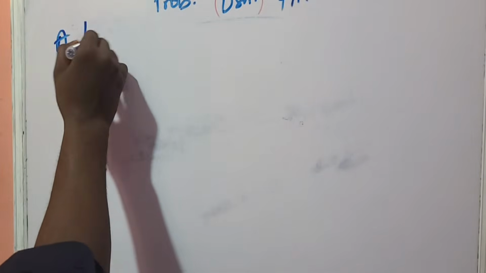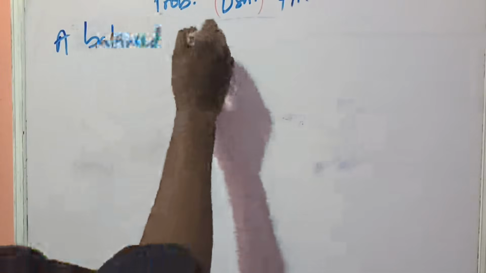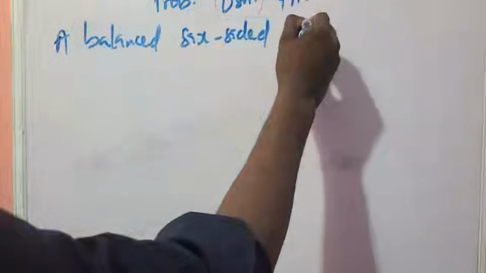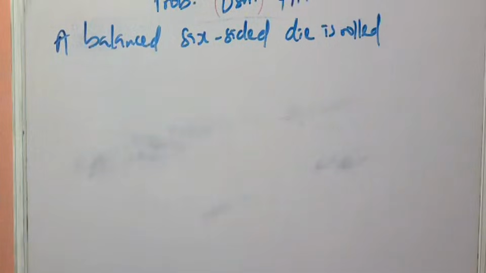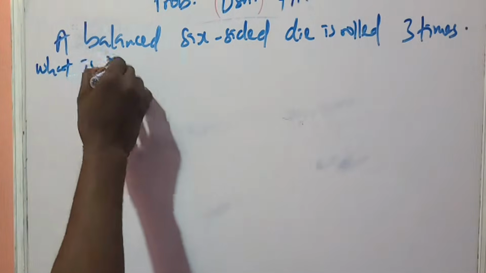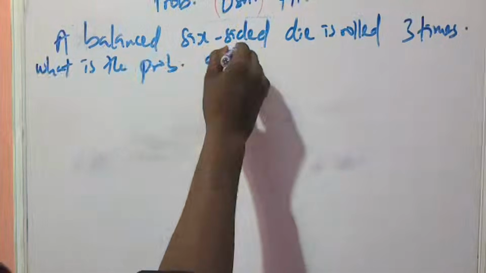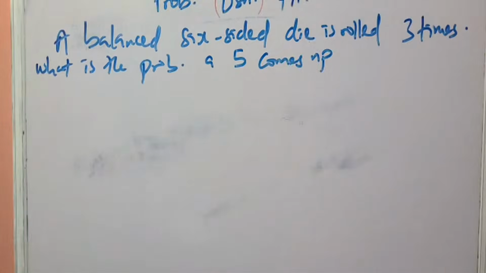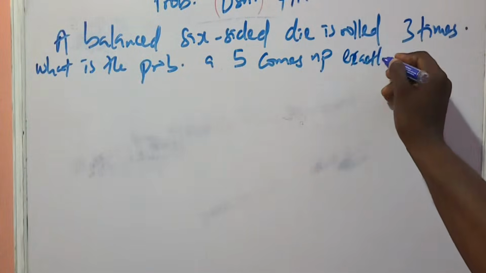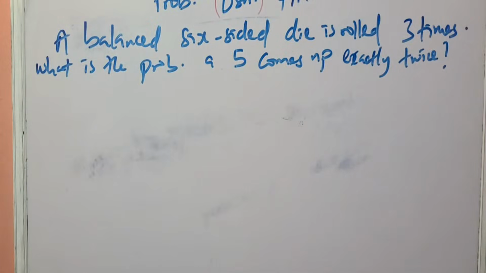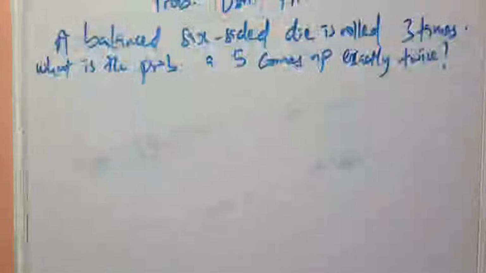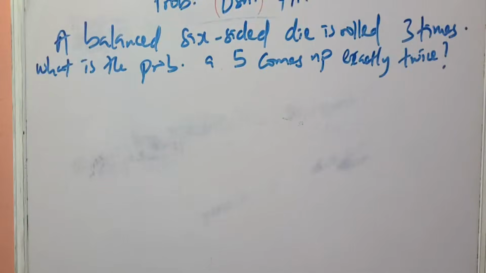Look at a balanced six-sided die is rolled 3 times. What is the probability that a 5 comes up exactly twice? I hope it's adjusted already.